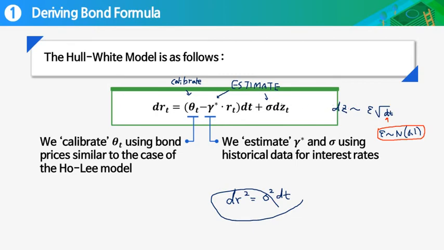Once we generate dz, we multiply by sigma, which is from historical data, and then we add it to r(t), which is today's rate. We start from today's interest rate, and then we multiply this one, and we again add this calibration term. Then we can simulate the change of the interest rate. By iterating this process, we can simulate the future interest rate process.